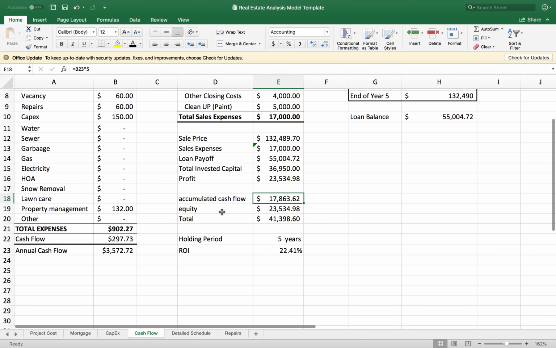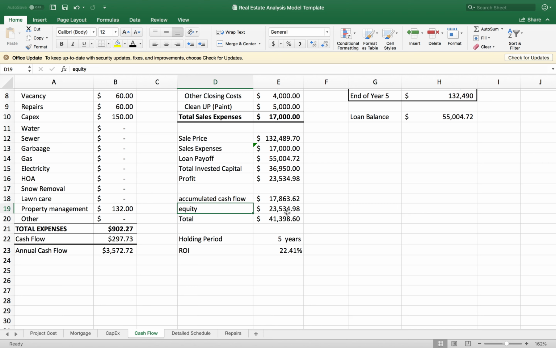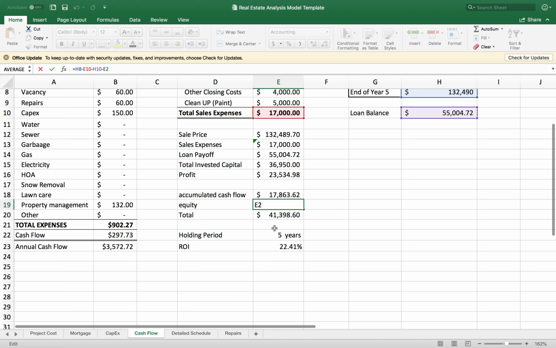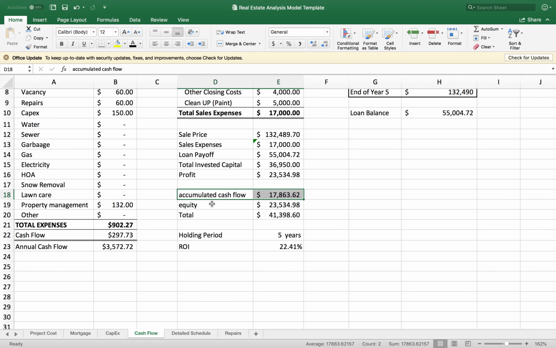All right. Now, equity is the amount of worth that you've built throughout the property, and you calculate it the same way we calculated the profit. We subtract the sales expense, loan payoff and invested capital from the sell price, and that gives us the equity. It's the same thing as you can see here. If we add the accumulated cash flow plus the equity that we've built, we get a total of $41,398. So now we have everything we need to calculate our return on investment.